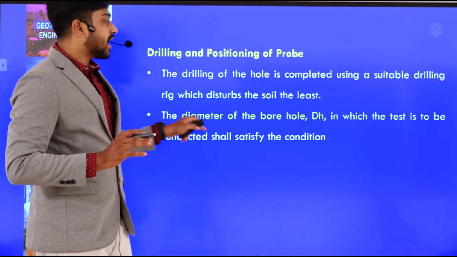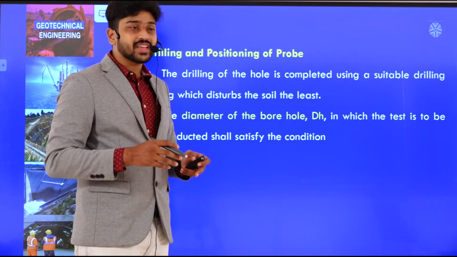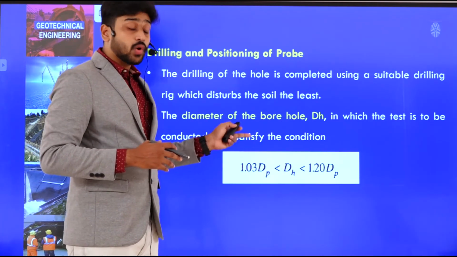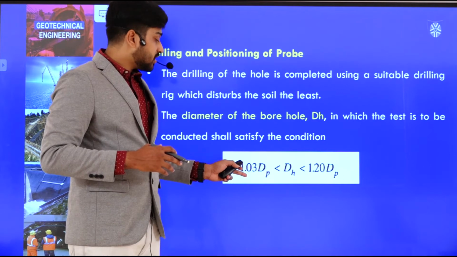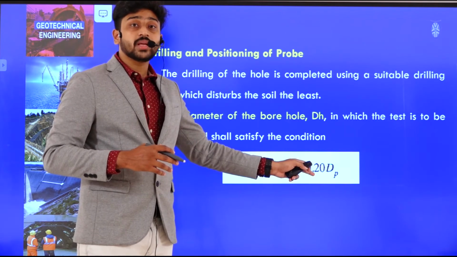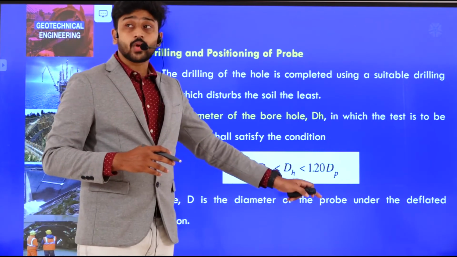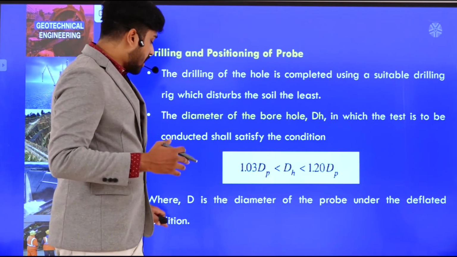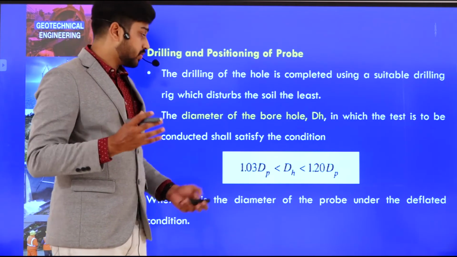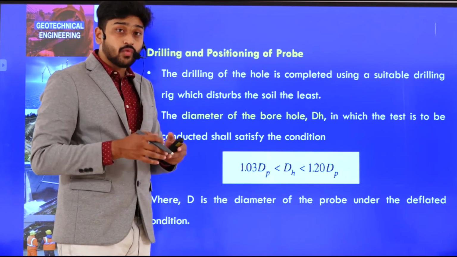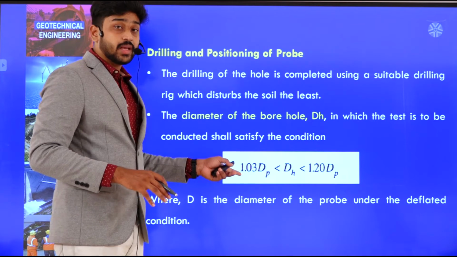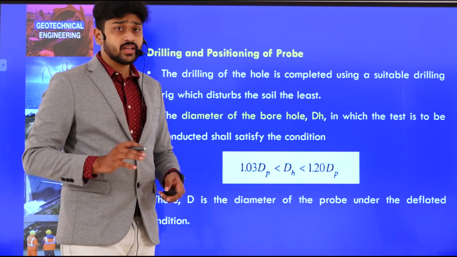The other thing is that the diameter of the hole, whatever hole diameter we are making, should generally satisfy the following condition. If DH is the diameter of the hole, then it should be greater than 1.03 dp and less than 1.2 dp. So what is dp here? It is the diameter of the probe under the deflated condition. This must be satisfied. The diameter of the hole, whatever we are digging as a borehole, should satisfy this condition where dp is the diameter of the probe. Clear? That you need to understand.